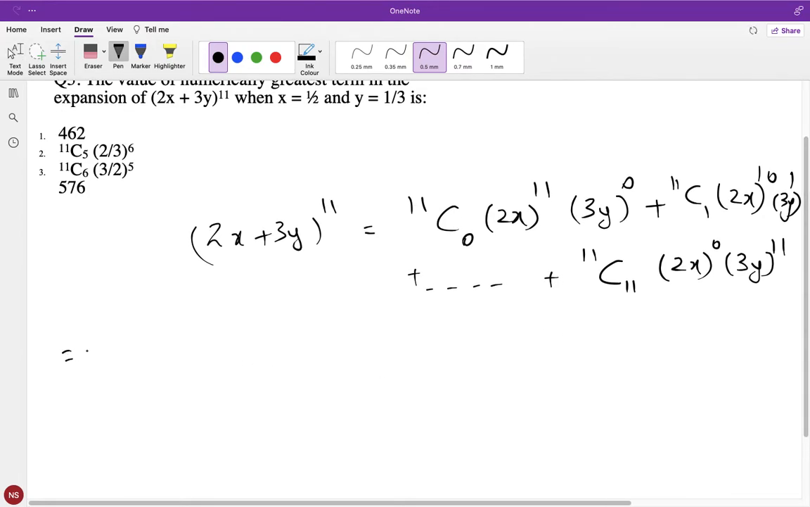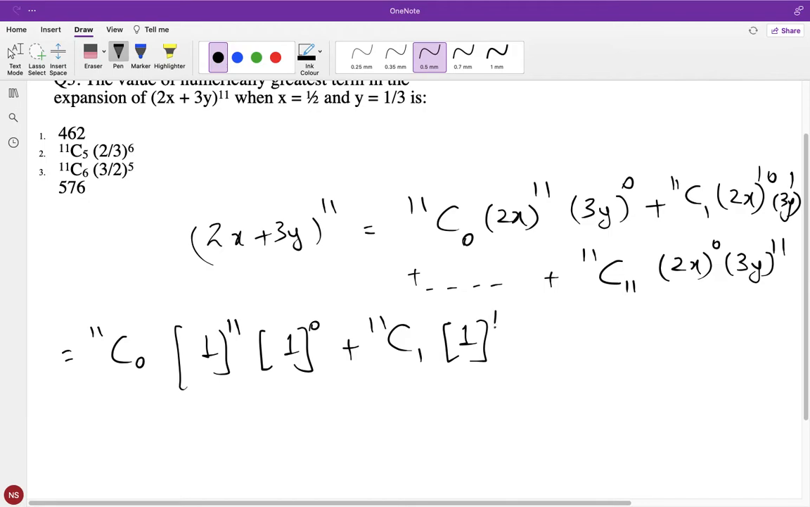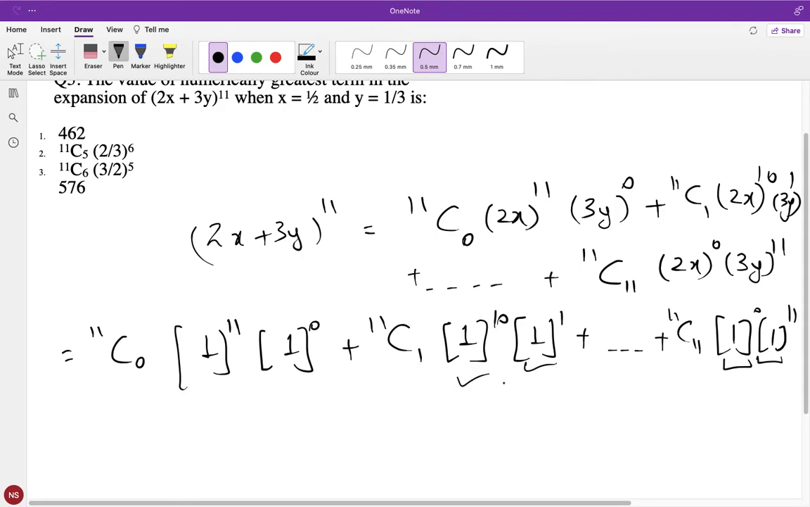Now notice if I put x equal to half, then 2x is what? 1. If I put y equal to 1 by 3, 3y will be 1, right? 11c1, 2x will be what? 1 again because x is half. 3y will be what? 1 again because y is 1 by 3. On and on. 11c11, 2x will be 1 again, 3y will be 1 again. So all these terms are just 1. This is 1. This is 1. 1 multiplied with 1 is also 1.